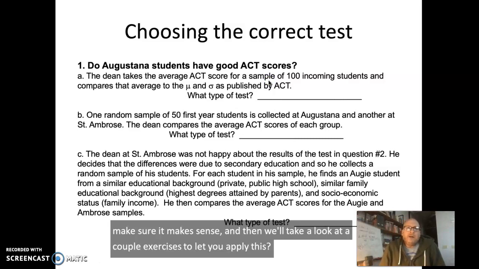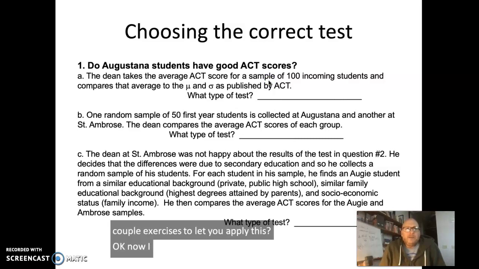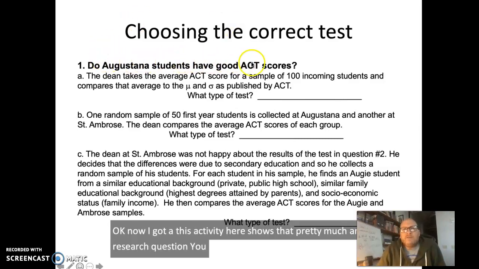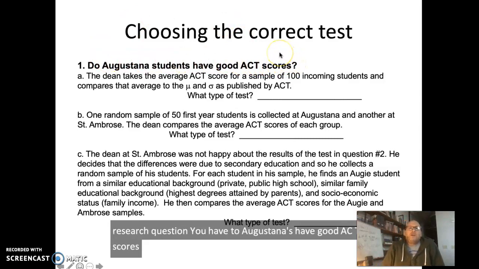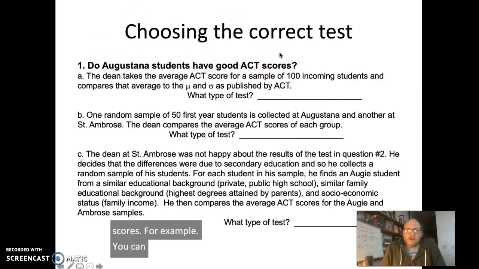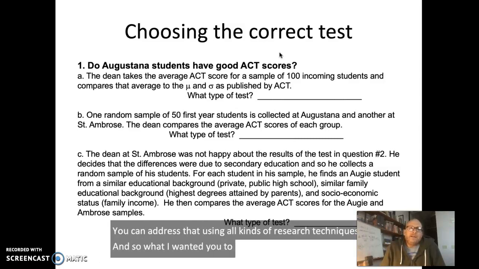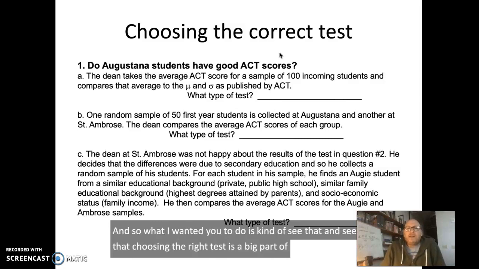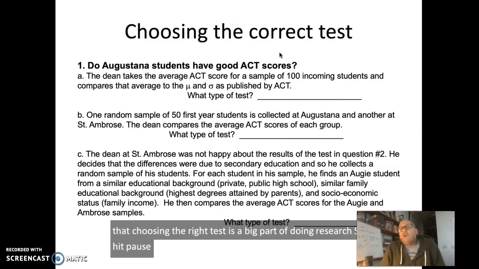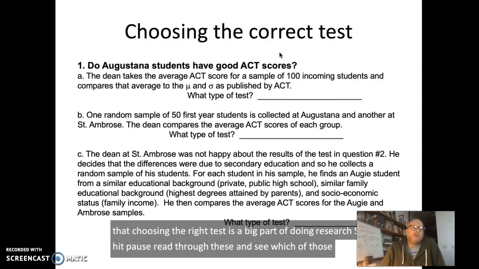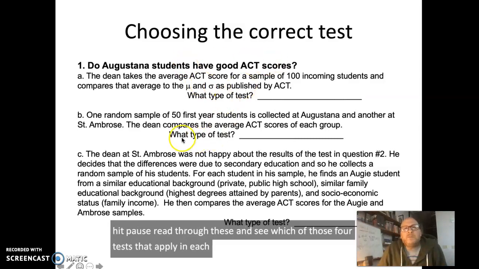Okay, now this activity here shows that pretty much any research question you have, for example, do Augustana students have good ACT scores, you can address using all kinds of research techniques. And so what I wanted you to do is see that choosing the right test is a big part of doing research. So hit pause, read through these, and see which of those 4 tests would apply in each of these situations.